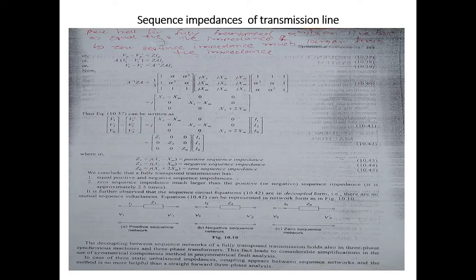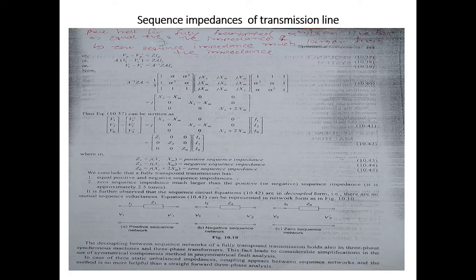Once you derive up to this point, you can conclude that for a fully transposed transmission line there is equal positive and negative sequence impedance, which is clear from the formula also, that is Z1 is equal to Z2. And the last comment is that zero sequence impedance is much larger than the positive or negative sequence impedance, and it is also clear from the formula. Now you have to represent this sequence impedance in terms of the positive sequence network, negative sequence network, and zero sequence network. So the positive sequence network is shown here.